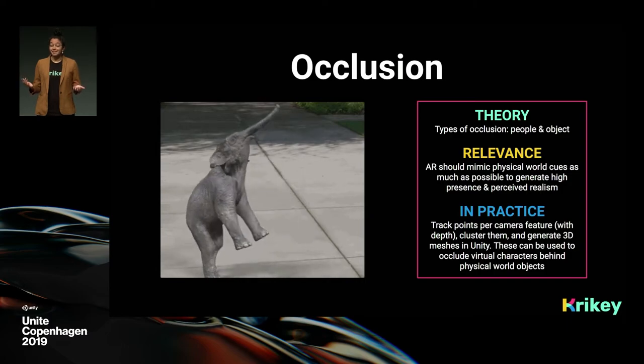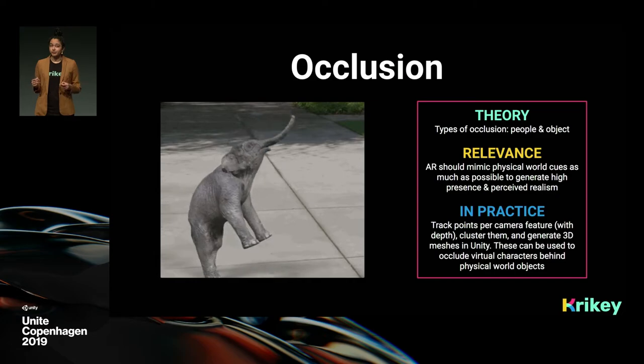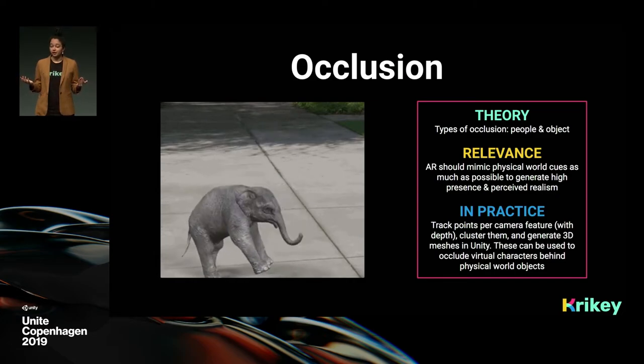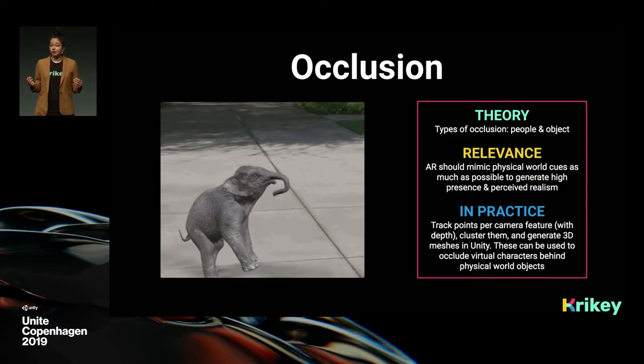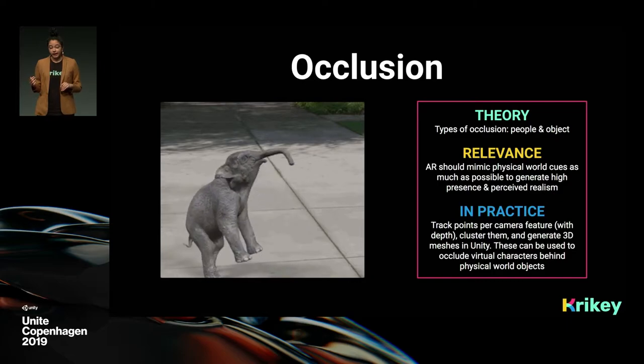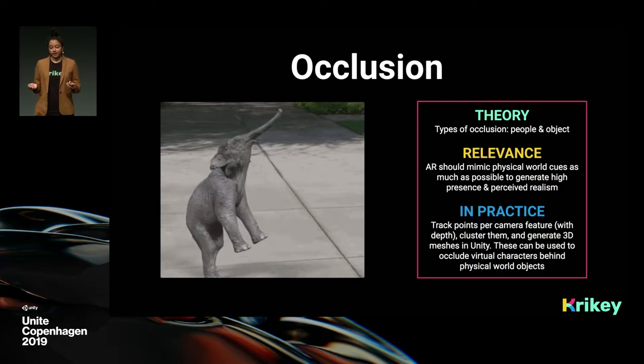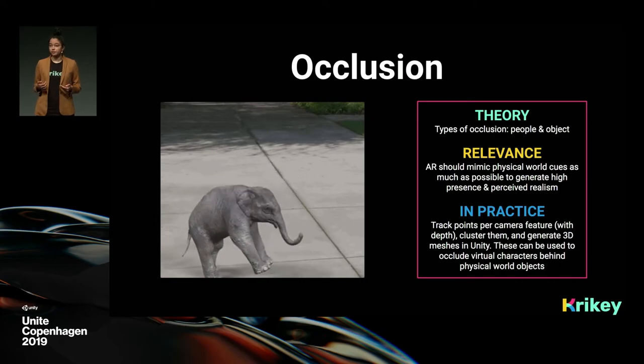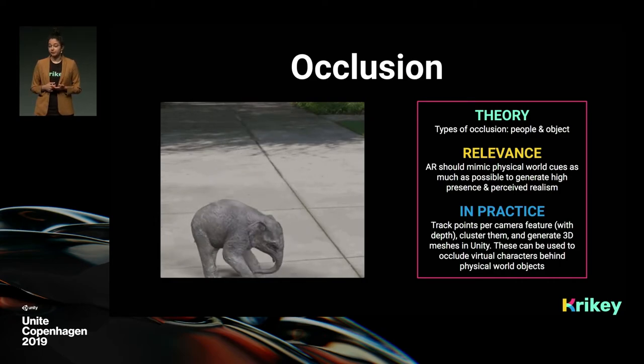Augmented reality experiences ideally should mimic physical world cues as closely as possible to generate high presence for users and high perceived realism. In practice, the way we can do this today with AR Foundation is to track points per camera feature, making sure that these points all have a 3D depth estimate. After this, we can cluster the points in every single camera frame and then generate 3D meshes on top of physical world camera features inside of Unity. These meshes can be used to occlude virtual characters behind physical world objects in real time during the gaming experience.